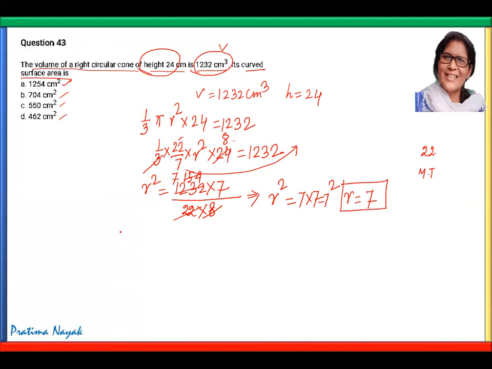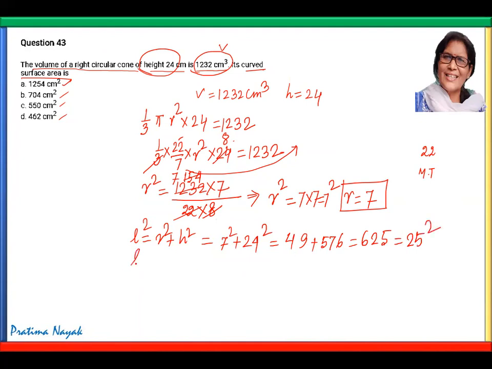After getting R is equal to 7, go for your L. L square is equal to R square plus H square. Same we are getting again and again. 7 square plus 24 square. 49 plus 576, it will be 625. So gives you 25 square. So L is equal to 25. Now curved surface area is equal to pi r L. 22 by 7 into R is 7 into 25. 7, 7 cancel. It will be 550 centimeters square. What is the answer? Answer is C.